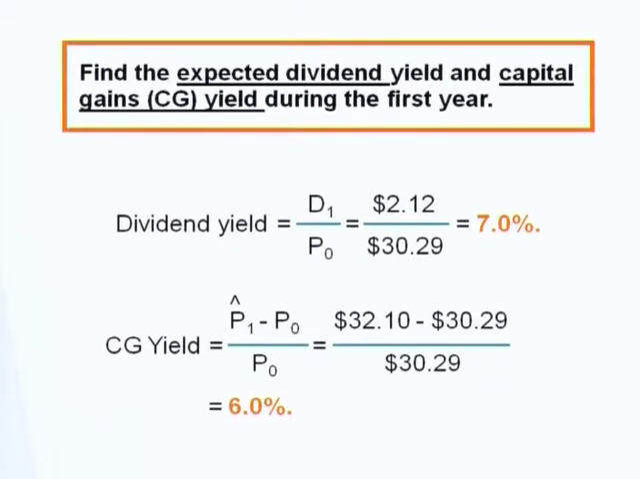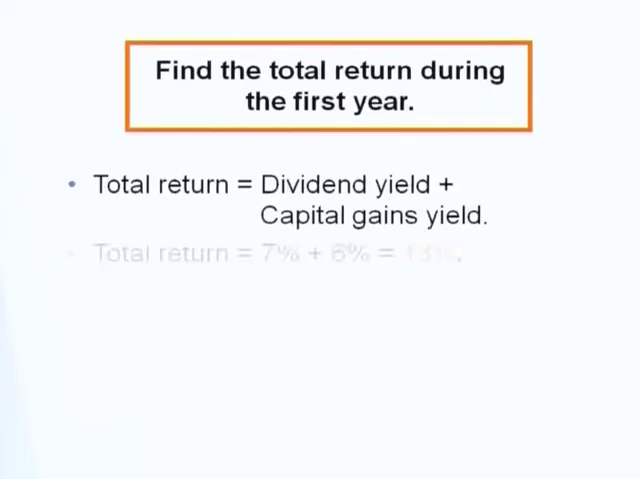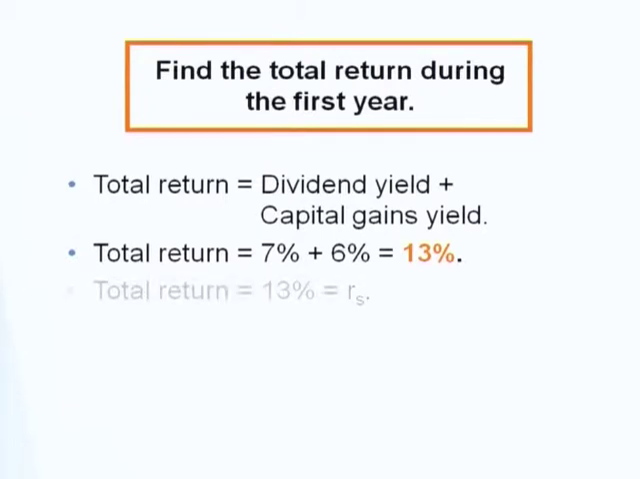So go back to the previous example. Dividend yield equals what? D1, the dividend that you're about to receive at the end of period 1, 2.12, divided by the price that you buy, P0, which you calculated as 30.29, so the dividend yield is 7%. And the capital gain you already found: P1 is 32.1 minus P0, 30.29, divided by P0, you get 6%. So total return equals dividend yield plus capital gain yield, 7% plus 6% or 13%, which is the required rate of return from the question.